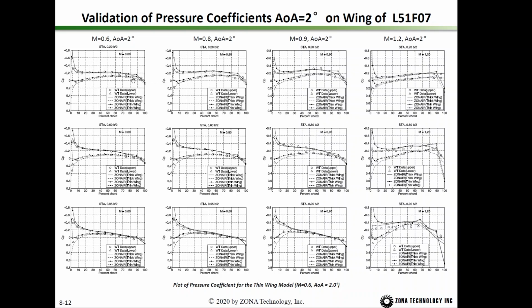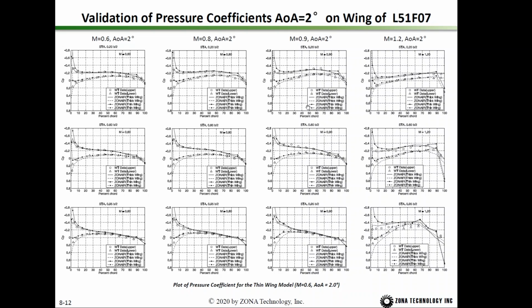So overall speaking, at the low Mach number, the ZONAIR solution, both the thick wing and thin wing solution, compare well with the wind tunnel measured data. But if you look at the thin wing modeling, the thin wing model result overshoots the leading edge CP, and the thick wing computed CP agrees well with the wind tunnel data.